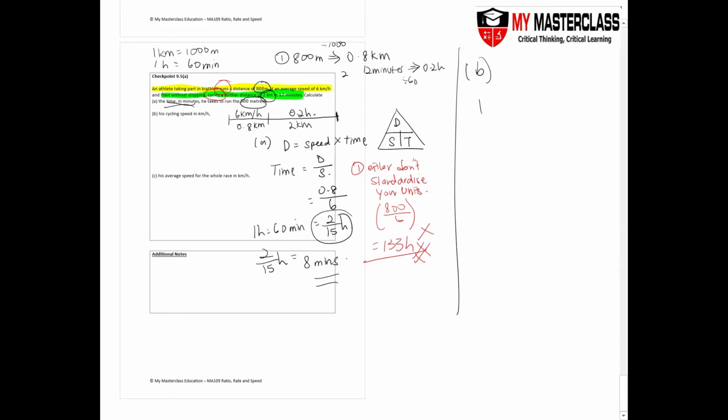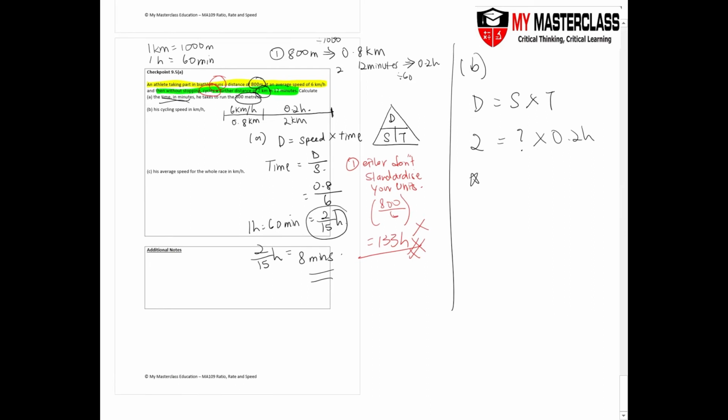So again, distance equals speed multiplied by time. Fill in whatever you have. You have distance. Do you have speed? No. Time is 0.2 hours. We have actually converted this. So check. Remember, check. Are your units the same? Yes. So now move on. Speed equals 2 kilometers divided by 0.2 hours. So what would this give you? This would give you a 10 kilometer per hour speed.